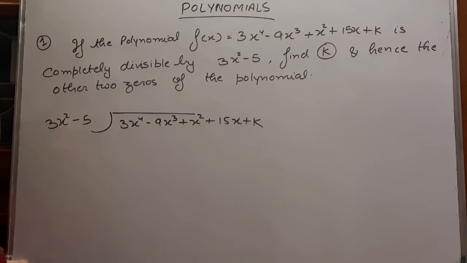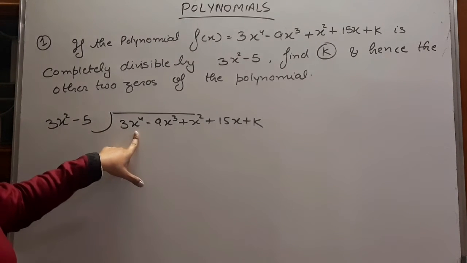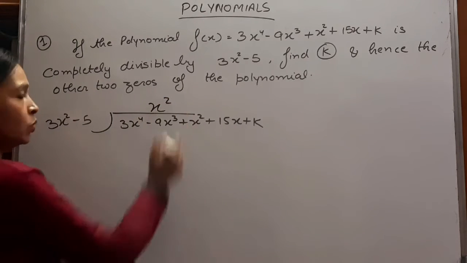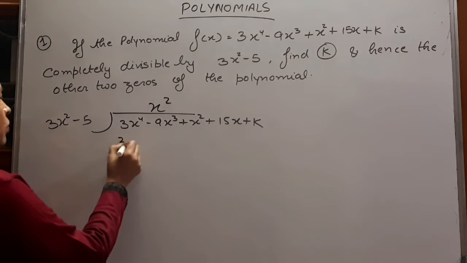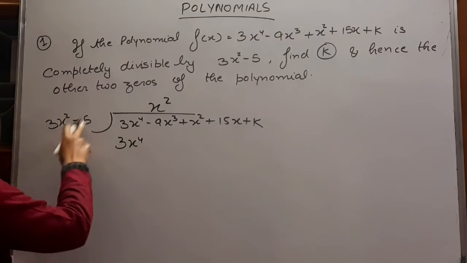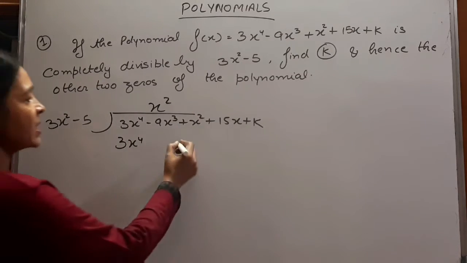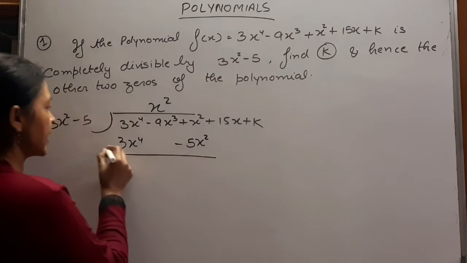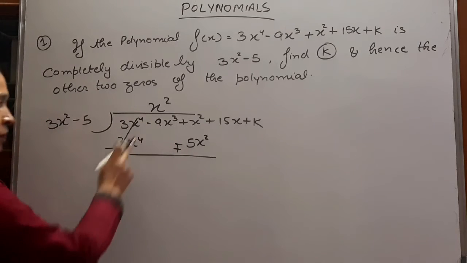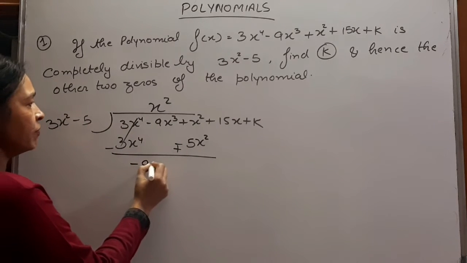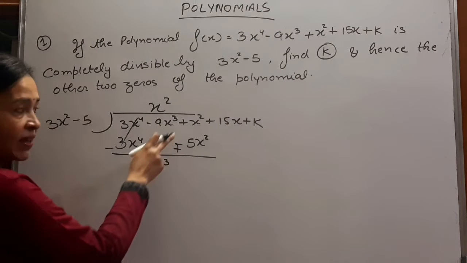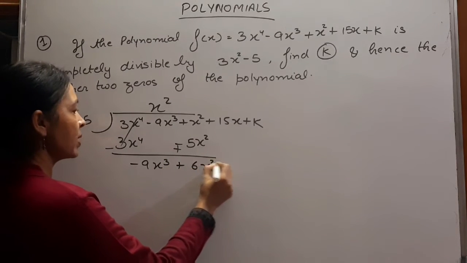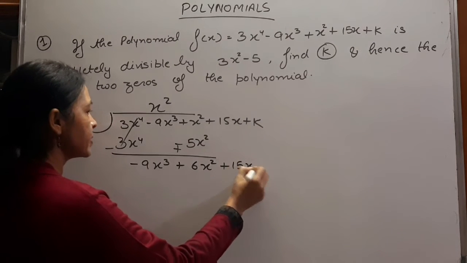Let's divide. We have 3x² here and we need 3x⁴, so we will multiply with x². We have 3x⁴ minus 5 into x², minus 5x² under the term of x². Sign changed. We have 9x³ negative, plus 5x² and plus 1x², 6x² plus 15x.